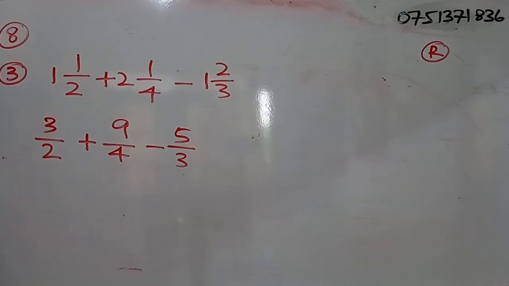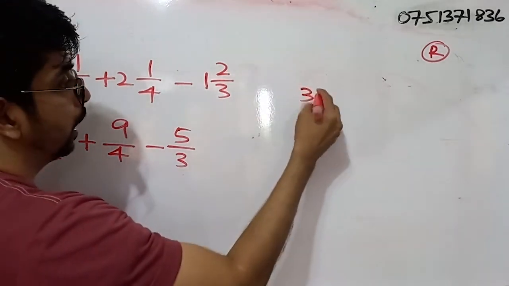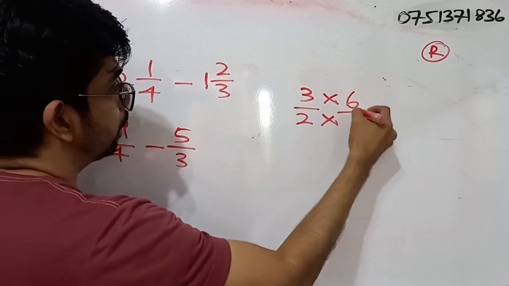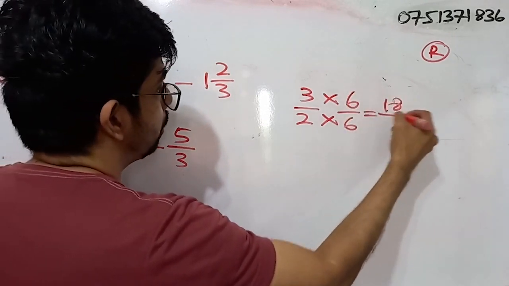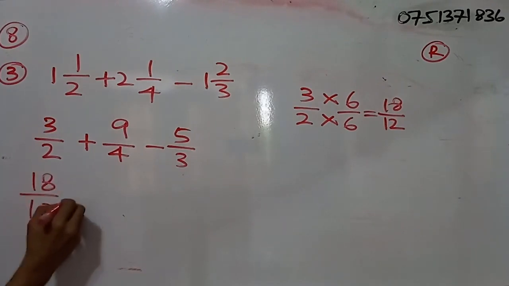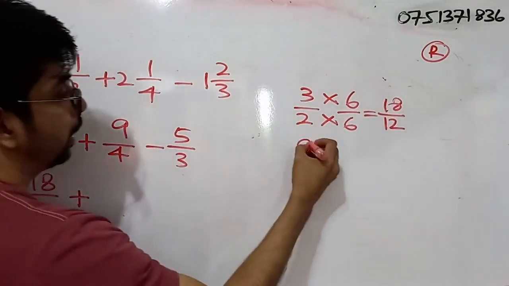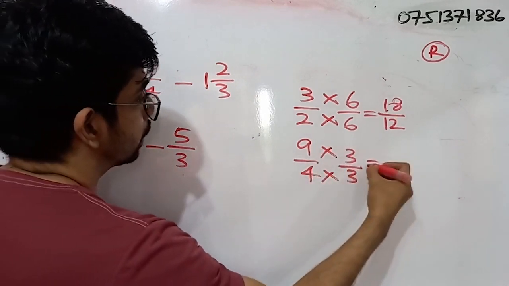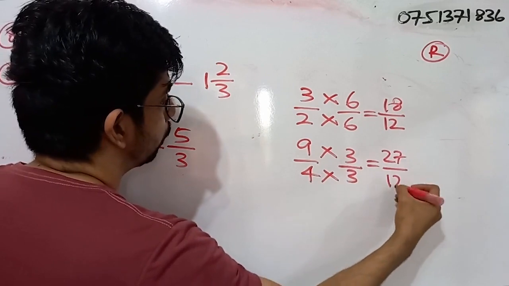So here it will be 12, right? So 3 by 2, we have to multiply the numerator and the denominator by 6. So 18 by 12. So this will be 18 by 12. Then 9 by 4, we have to multiply the numerator and the denominator by 3. So this will be 27 by 12.